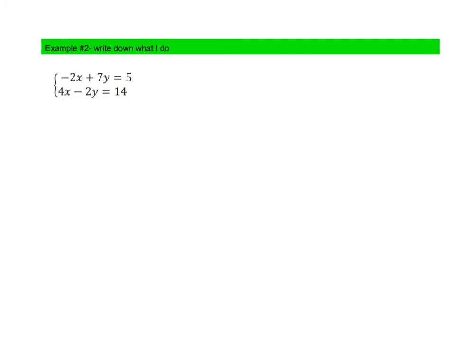All right, for example number 2, I'm going to go ahead and line these equations up in the same format. So the first one, ax plus by equals c. I'm following the correct format. The second one, ax, well, there's a minus sign, so I'm going to change that to plus negative. Plus by equals 14. Okay? And I'm going to think, which one of these variables do I want to eliminate?